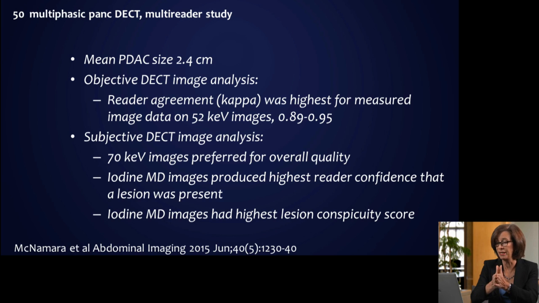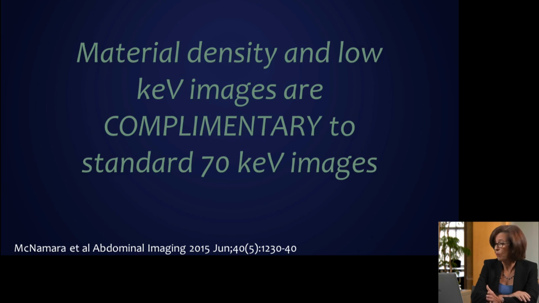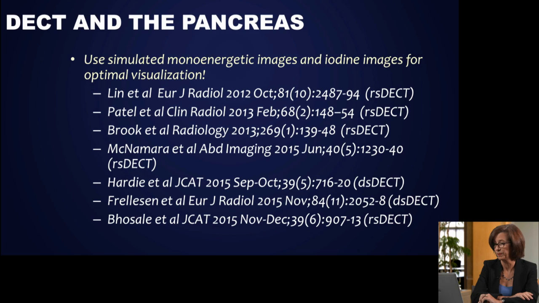But they also found that the iodine material density images gave them the highest confidence that a lesion was present, and it gave the highest conspicuity scores for the iodine images, again related to the great contrast noise ratios of that particular way to look at things. So what we decided at UAB was that material density and low energy keV images are complementary to the standard 70 keV images, and we look at all 3 in our routine viewing.